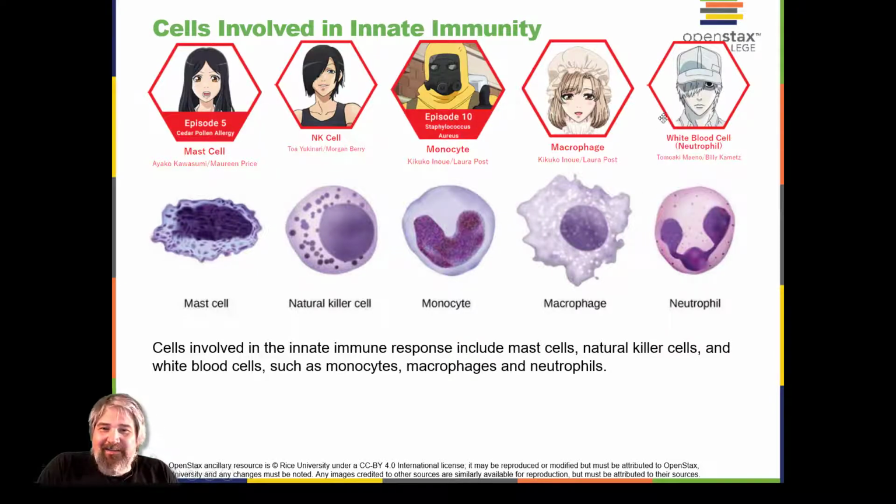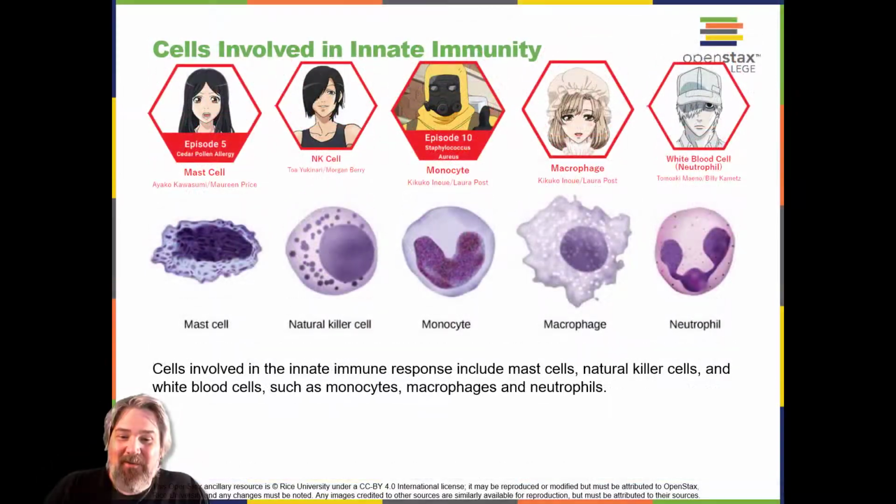So the first one you meet in the series is the white blood cell. They call him that, but he's a neutrophil. And there's macrophage, monocyte, NK cell. So like I showed you before, natural killer cell, and then the mast cell. I'm not going to go into what they all do. I do encourage you to watch it. Again, I couldn't find a way to download it. But okay, so that'll about do it for that section of innate immunity.